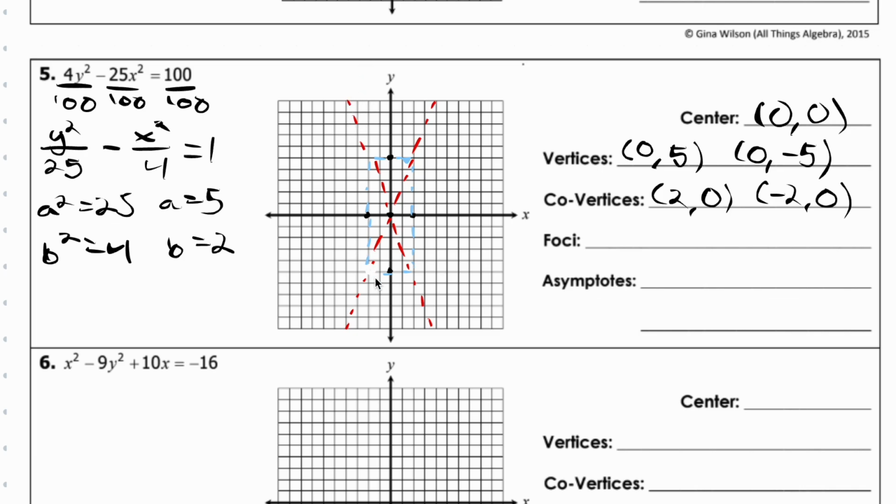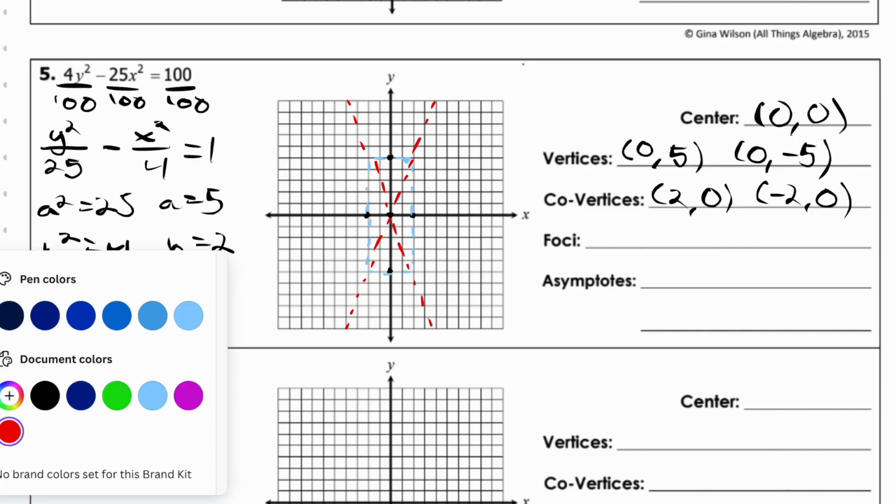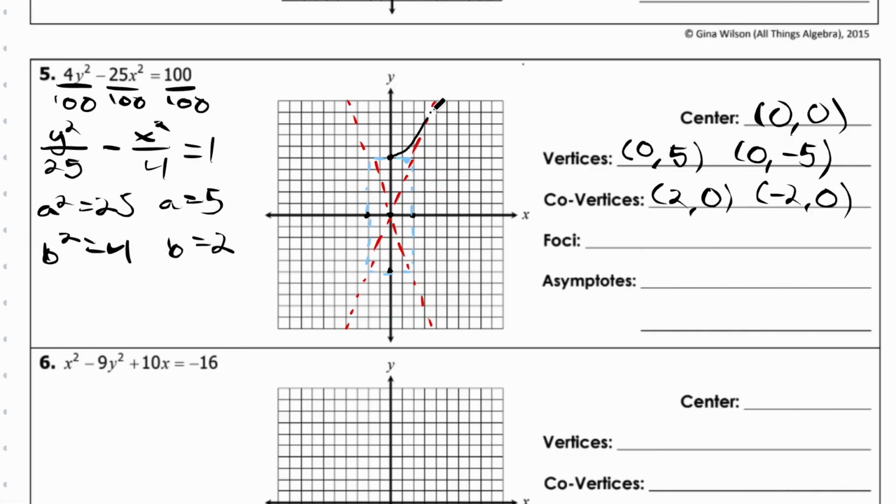And from here, right, now we can start graphing our actual hyperbola. These are our vertices, so that means our hyperbola goes through those points. We're going to create something like that.